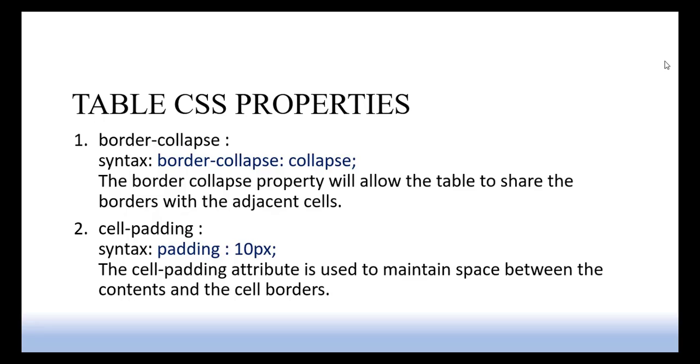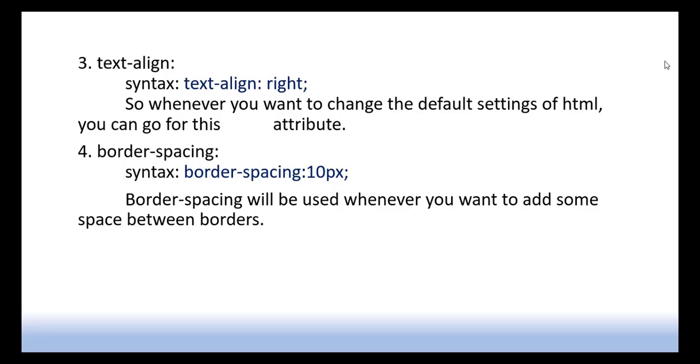Padding simply means the space maintained between the content and the borders. That is, the content should not be too sticky to the borders. It should have proper alignment between the content and the border. Next is text-align. Text-align simply means to align it. We can give it center, right, left, justify, and whatever you want, according to your will.